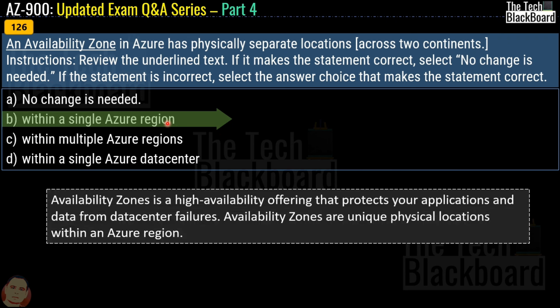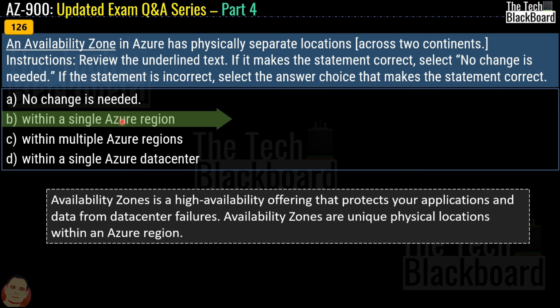A quick info on Azure Availability Zone. So Azure Availability Zone is a high availability offering that protects your application and data from data center failure. Availability zones are unique physical locations within an Azure region, and that's exactly what we have chosen as an answer to this question.